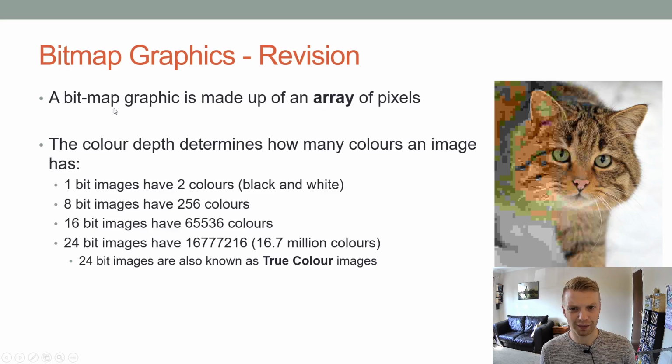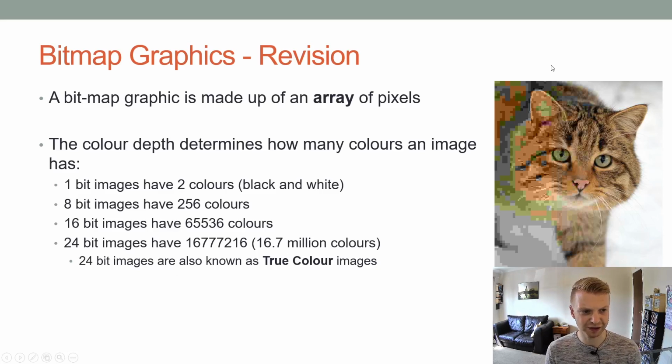So bitmap graphics are made up of an array of pixels. So if you were asked this in an exam, if you said they're made up of rows and columns of pixels, you would get the 1 mark, but you need to say array for the second mark. Color depth is how many colors an image has access to. So a 24-bit image is the true color ones, which is 16.7 million colors. That's enough to trick your human eye into thinking that it looks real.